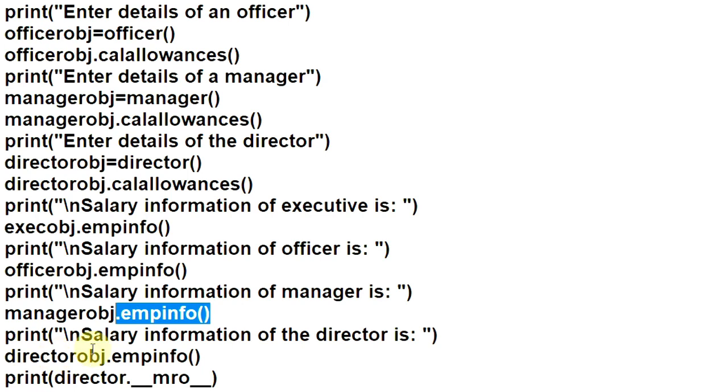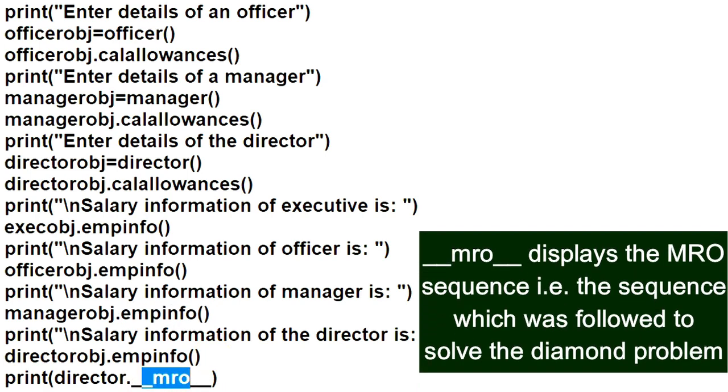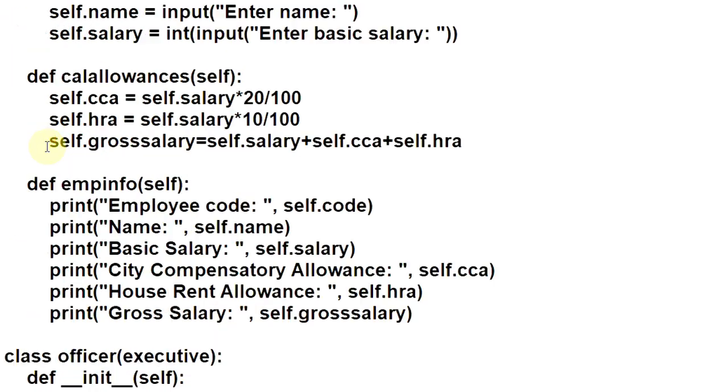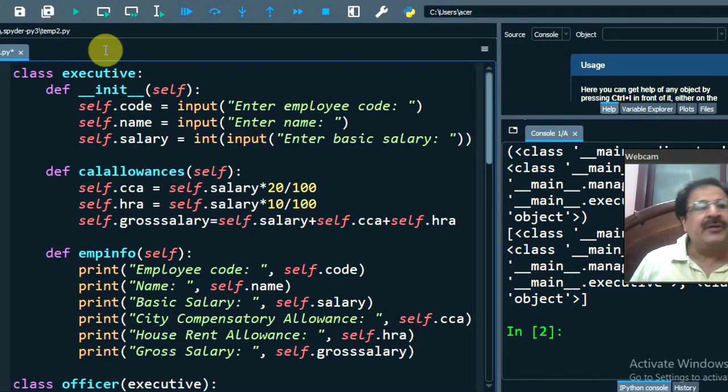And here you are invoking the emp info to display the code, name, salary and the other details of the director object, and this will display the MRO sequence, that is the sequence which has been followed by the class for searching an attribute or a function. So let us copy this program, paste it. I am running it.